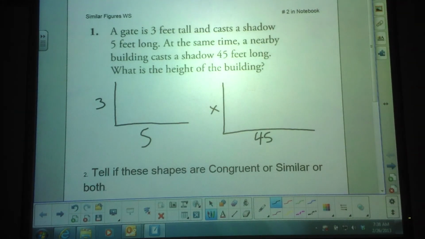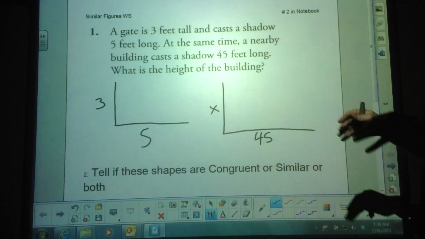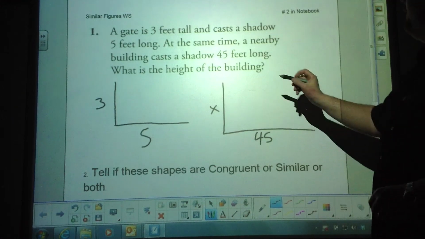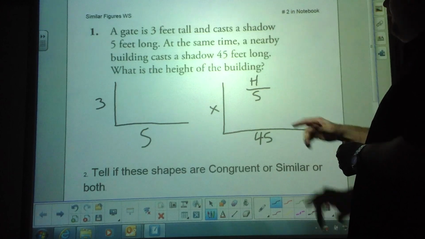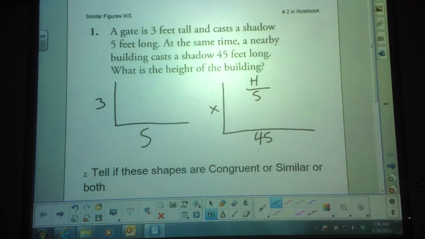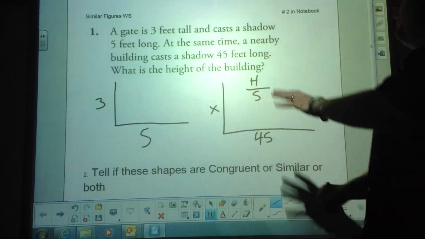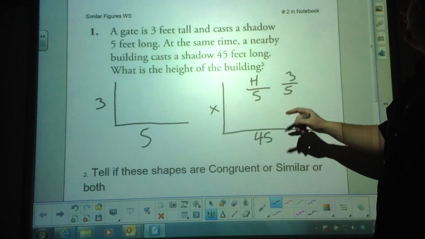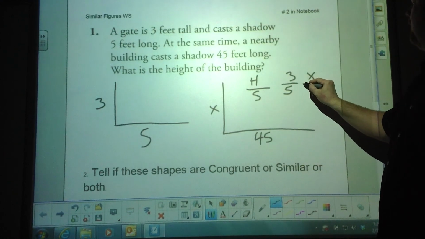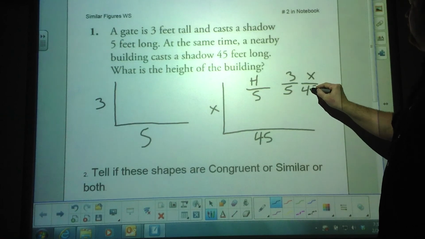Okay? Well, all we need to do is label a proportion and go from there. So let's say height over the shadow. And we could have put shadow over the height if we wanted to. As long as we're consistent throughout the problem, it doesn't matter. We'll start with the gate. That's 3 feet over 5 feet. And then we have x feet over 45.